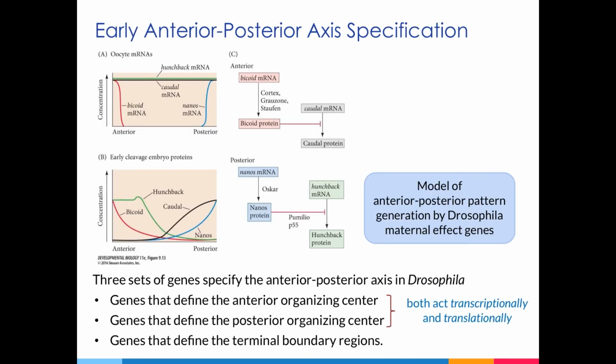This slide summarizes most of what we discussed in this lecture. In the anterior end of the embryo, there are a set of genes that define the anterior organizing center, whereas in the posterior, there's a different set of genes that specify the posterior. These genes act not only as transcription factors to activate the genes needed to form anterior and posterior structures respectively, but also as translation inhibitors. Finally, at the most anterior and the most posterior locations of the embryo, another set of genes, which are the same at each end, act to specify the terminal boundaries, the acron and the telson.